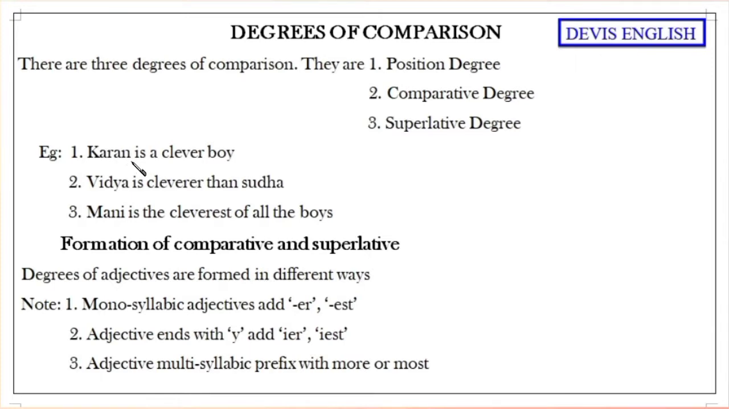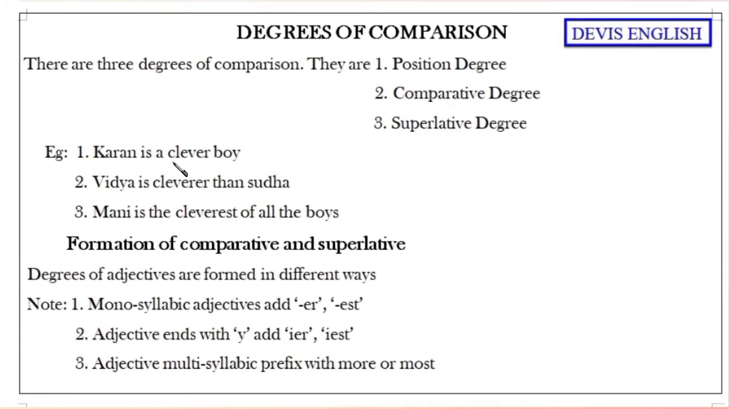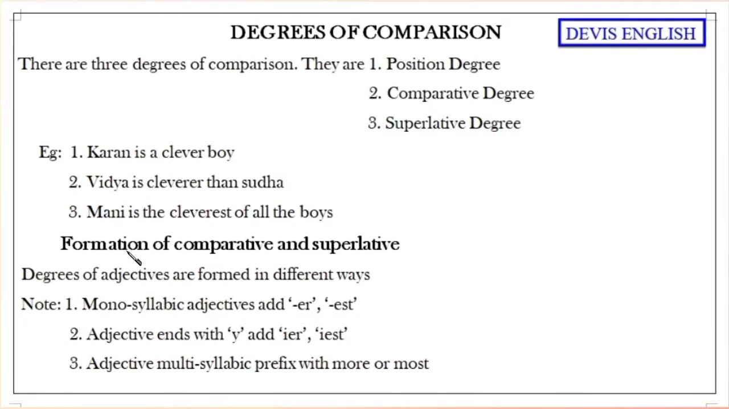Karan is a clever boy. We are saying about Karan, expressing about Karan. Vijaya is cleverer than Sudha. Here we are using 2 nouns, a comparison between 2 nouns. Then we are using adjective 2, which is also called the comparative degree.